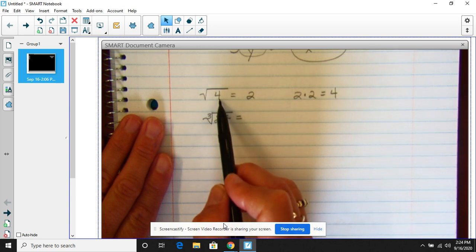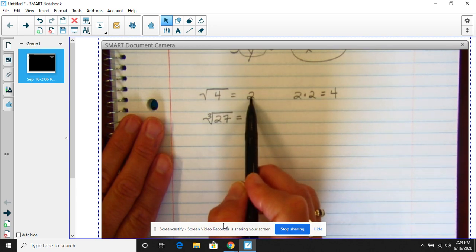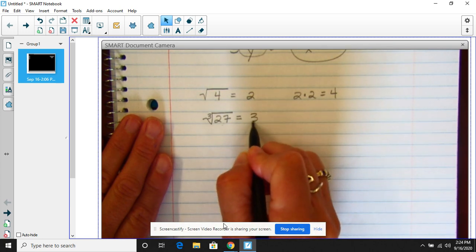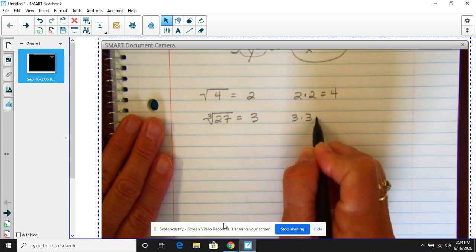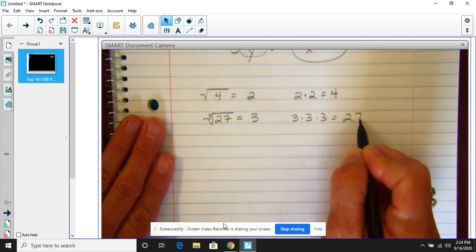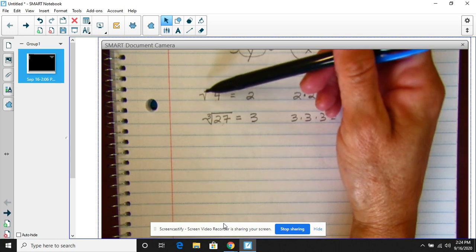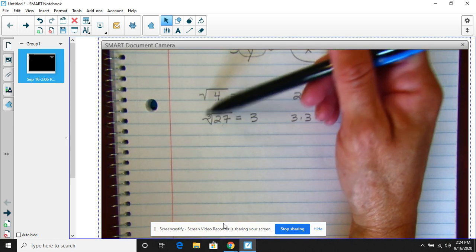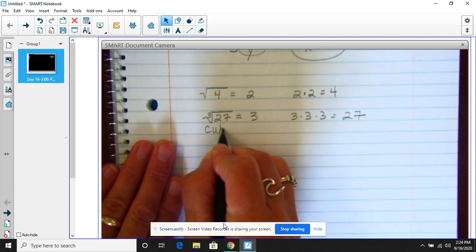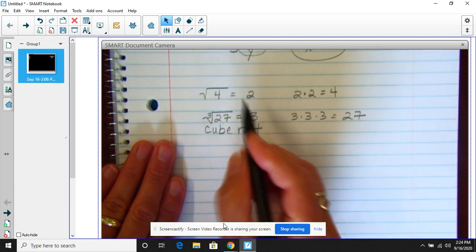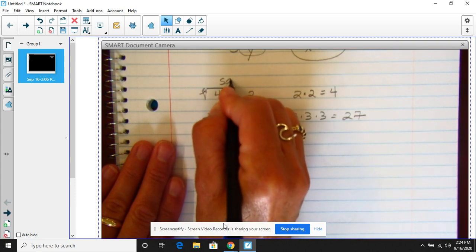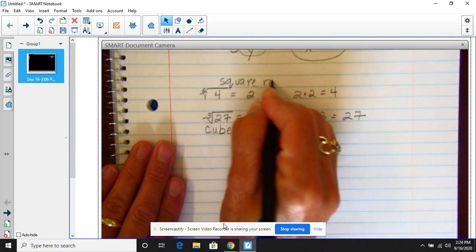This means what number times itself 3 times gives you 27. Just like up here, this was what number times itself twice gives you 4. What number times itself 3 times gives you 27? It's 3, because 3 times 3 times 3 gives you 27. So we have another understood number right here, just like there's a 3 here that we actually put, and we call this the cube root. We don't put the little number here, but there's an understood 2 right here. We call this a square root.